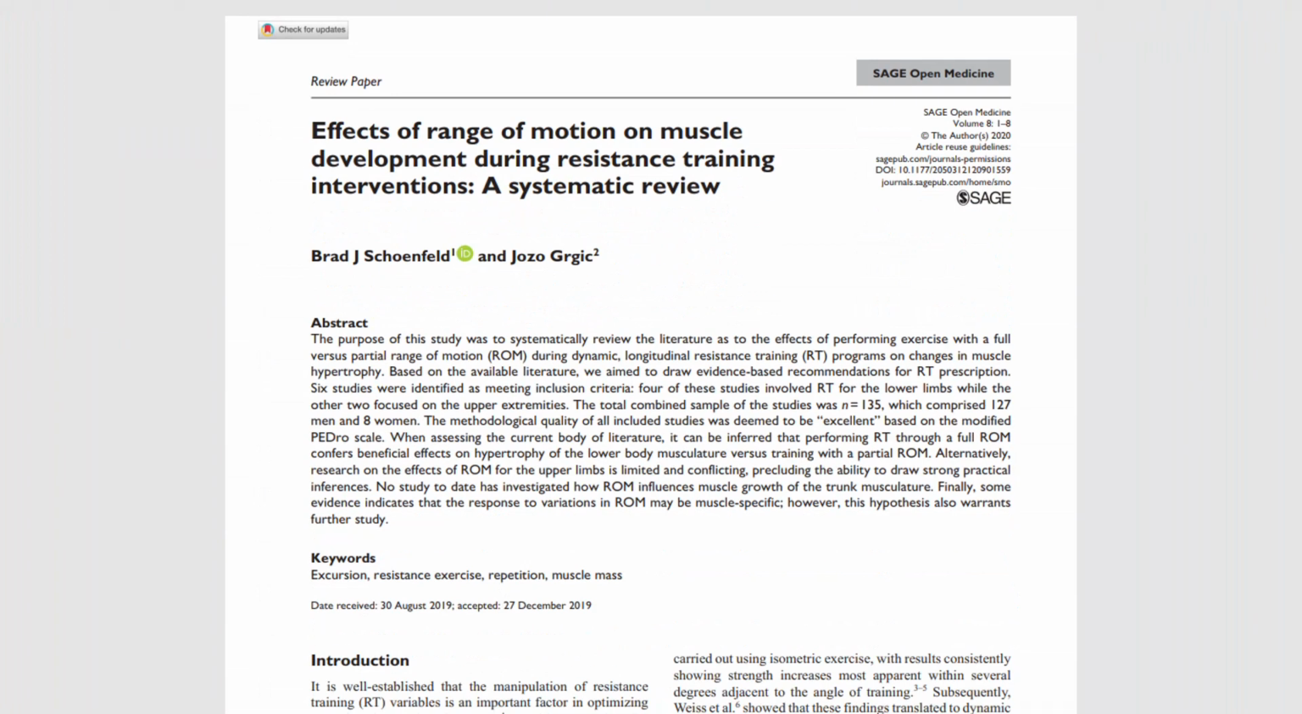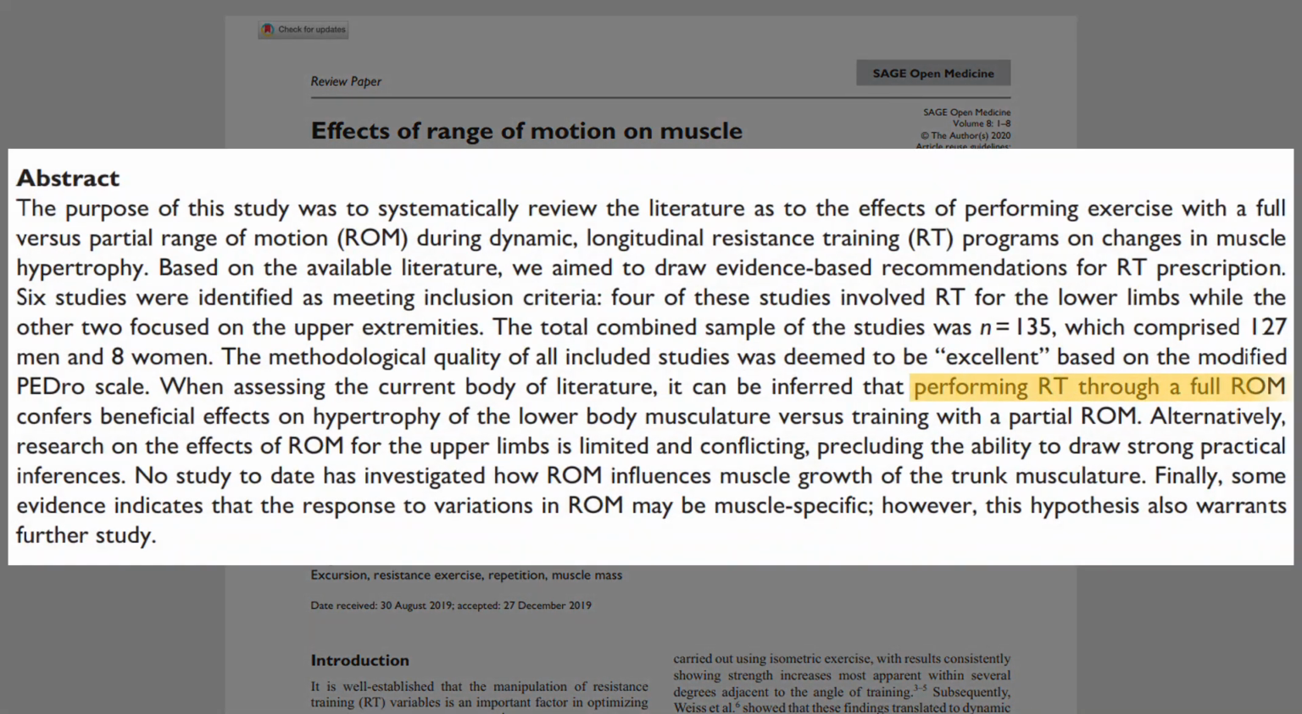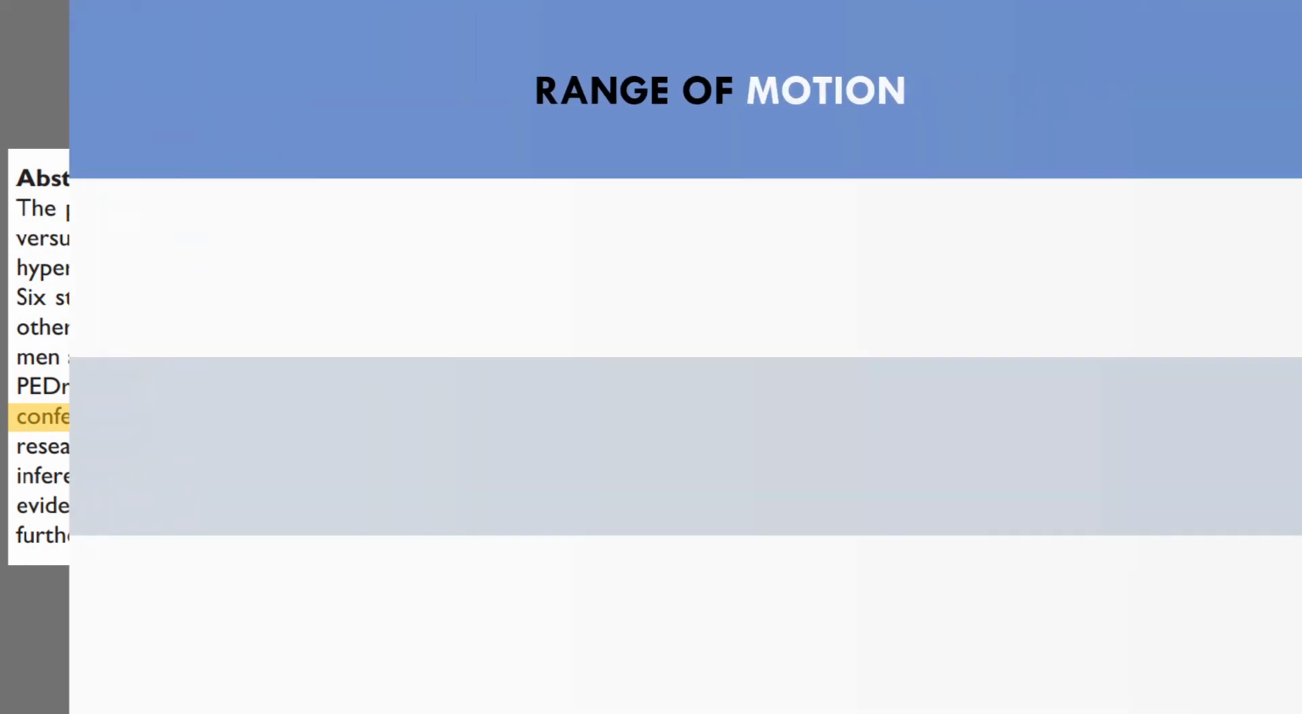Similar to exercise selection, there is no universal optimal lifting technique. However, there are some factors we should consider with regards to how we perform each exercise for the goal of maximum muscle hypertrophy. The first consideration is range of motion. When training for muscle growth, we generally want to always use full range of motion. This systematic review concluded that full range of motion results in greater muscle growth compared with partial range for the lower body, but there was conflicting evidence for the upper limbs.